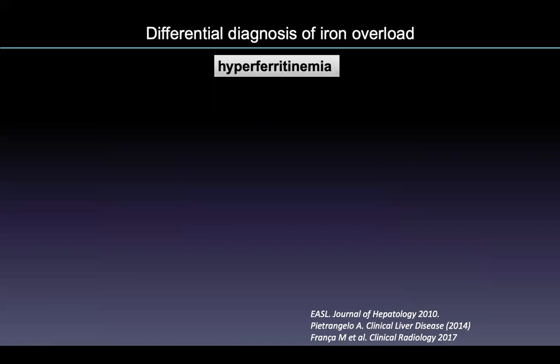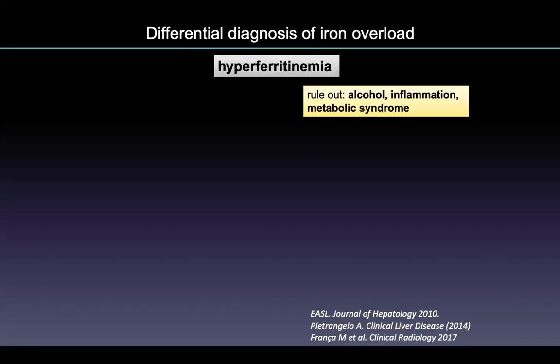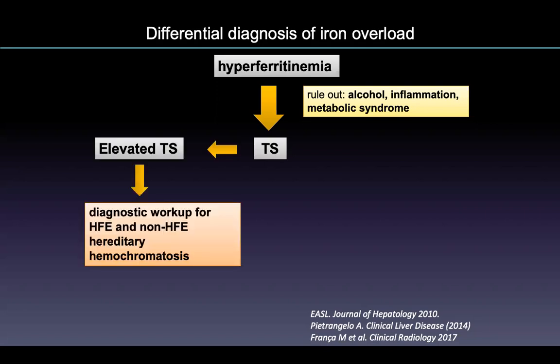And what about another scenario, very frequent, a patient that is referred due to hyperferritinemia? Well, those patients are suspected of having an iron overload disease. So in my institution, we use this algorithm. First of all, we must rule out alcohol, inflammation, and metabolic syndrome. And clinicians also look for transferrin saturation. If it is elevated, the patient undergoes the diagnostic workup for hereditary hemochromatosis.